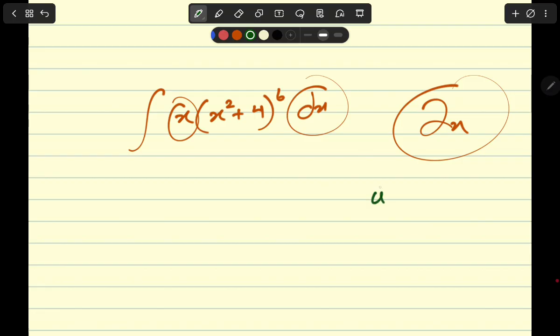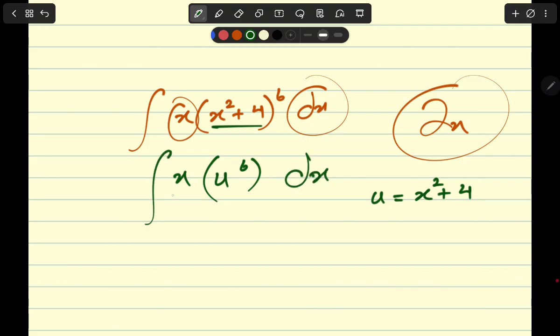So you are going to substitute this inner function as u. Now if you put u here, this is going to become u to the power of 6, and there's an x, and there's an integral sign, and there's a dx here as well. Of course, now you have got an x and you have got a u, and you are integrating u with respect to x, which doesn't make sense.